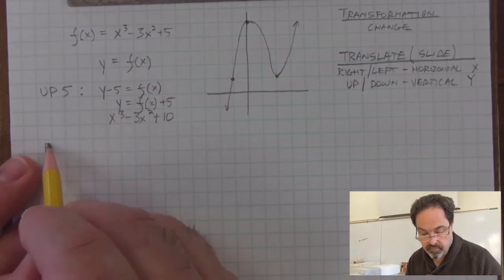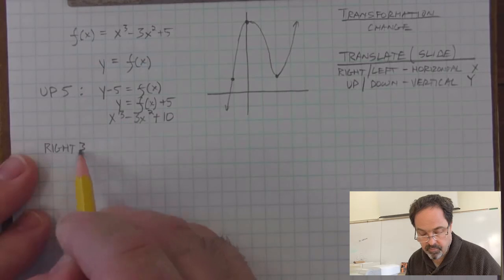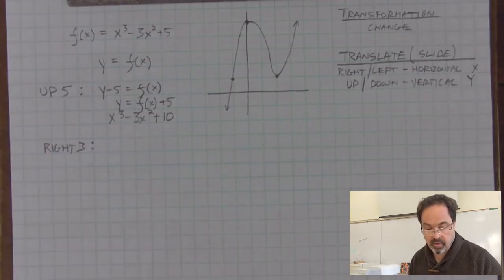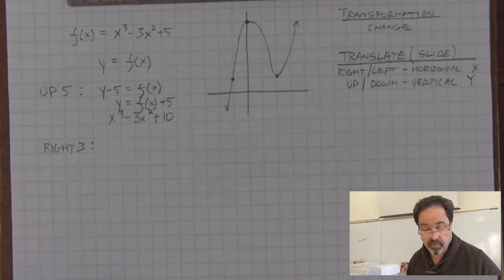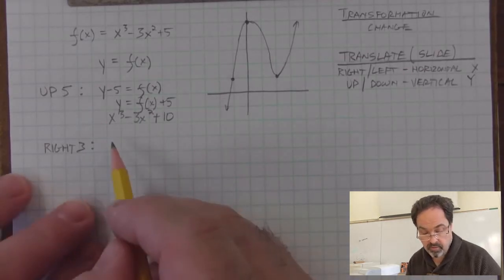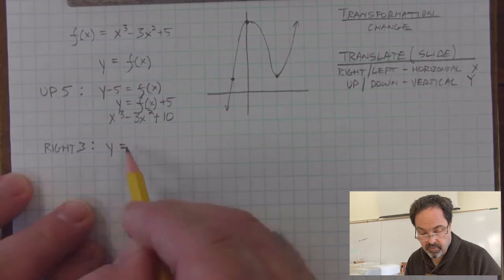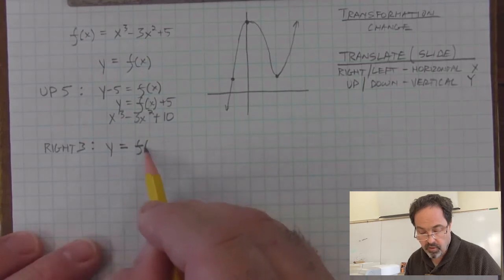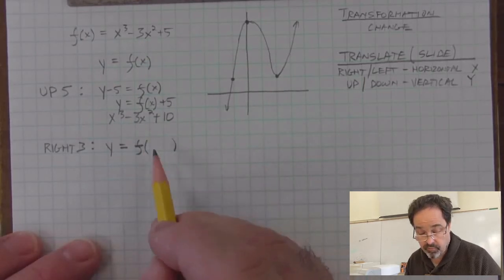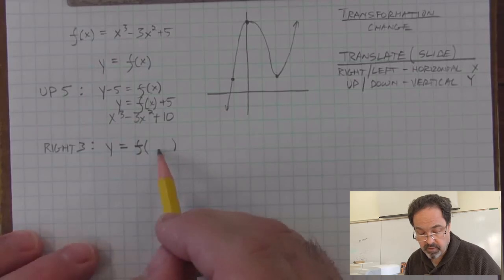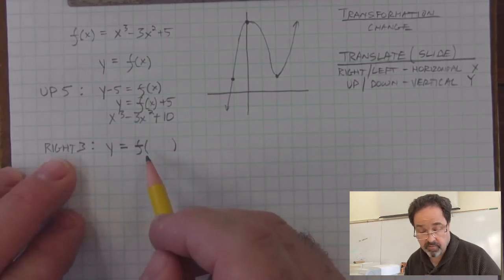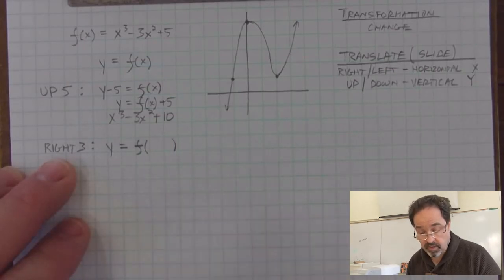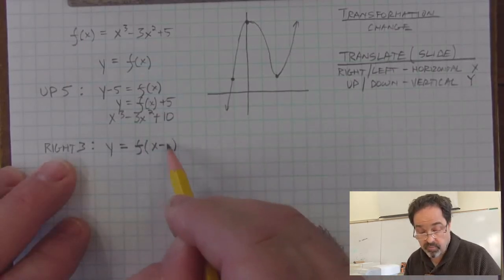Another translation we could describe as right by 3. A right slide is a horizontal change. So we're going to modify the equation by doing something to the horizontal variable x. In this case then, we leave y on the left by itself, and if we're going to show a change on x, then we need to group our change with the x variable. To move right by 3, it's counterintuitive. We think of right as the positive direction. To move right, we subtract from x.